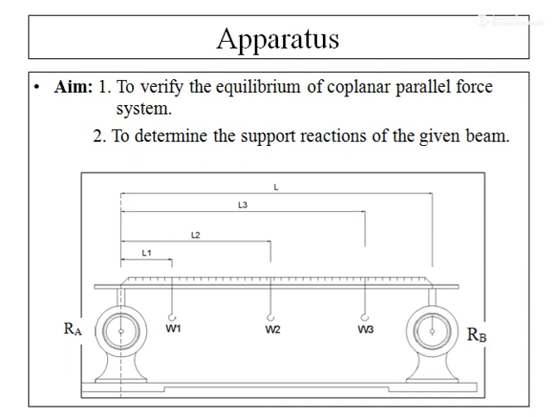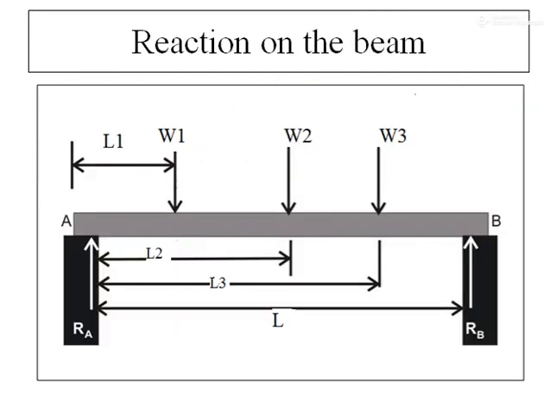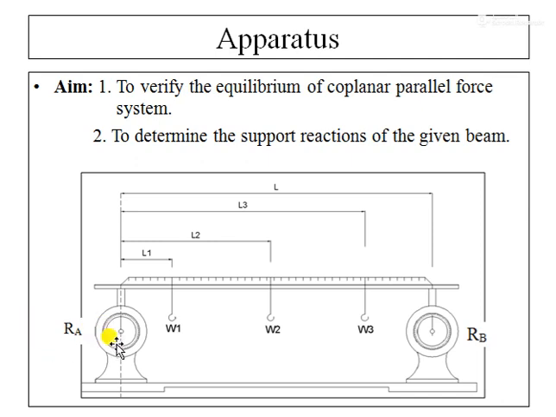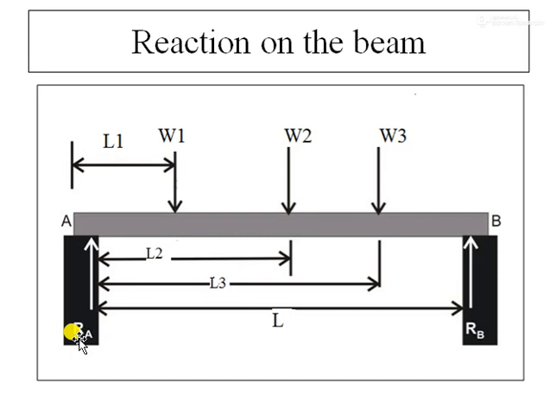So I suppose the assembly of the apparatus is understood. Now let us see how the reactions on the beam will be acting. Due to the weight W1, there will be a reaction force acting here. Due to W2, another will be acting here. And due to weight W3, a reaction force will be acting here. Since the spring balances are at the resting position, they will have the reaction forces in the upward direction, that is RA and RB, as we have shown in the diagram here as well as here.